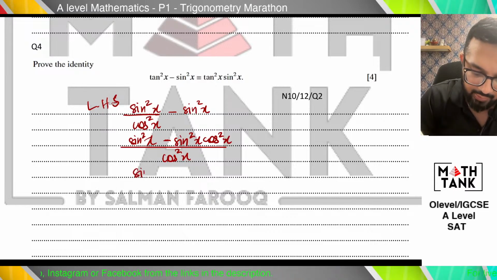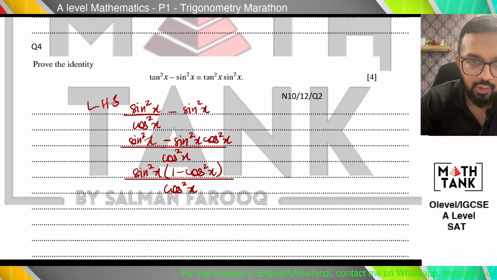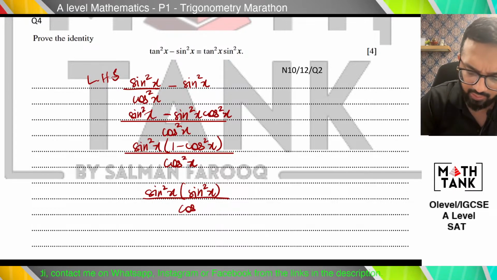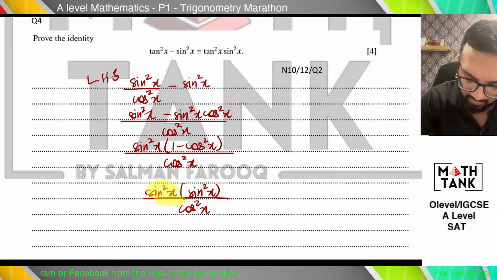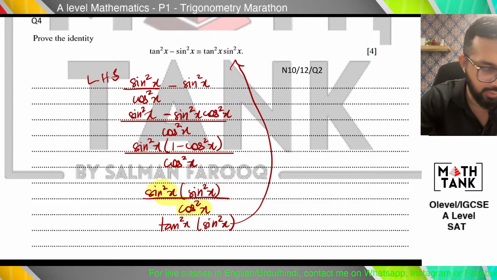I factor out sine square x and say that that gives me 1 minus cos square x. And then what is 1 minus cos square x? It is again sine square x. That sort of solves my problem. What I can do is then say that this part equates to tan square x, and there's a sine square x remaining. Prove the identity.